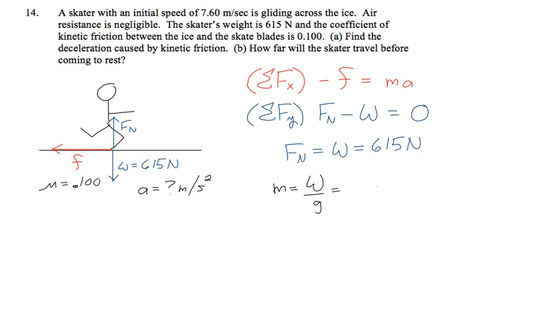So that's going to be 615 newtons divided by 9.8 meters per second squared. And remember, a newton is a kilogram meter per second squared. So when you take a newton and you divide it by meters per second squared, you will get kilograms for the answer. What do you get for that? 62.8. All right, so 62.8. Now what can I solve for?